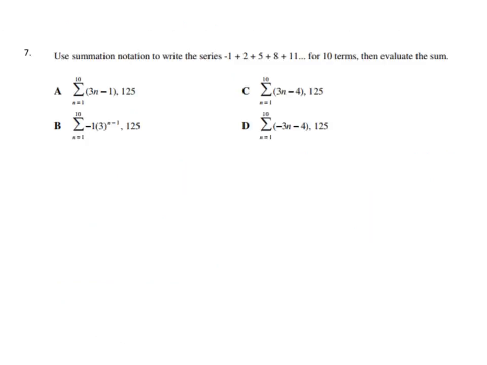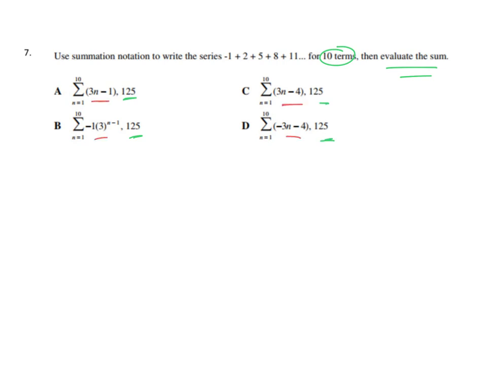The next question says, use summation notation to write the series -1, 2, 5, 8, 11 for 10 terms. Right away, I want to make sure that it's going from 1 to 10. And then it says evaluate the sum. So from 1 to 10, that's every single choice. You can see the bottom of the sigma for every single sigma is 1, and the top for everyone is 10. And obviously the value for the sigma is 125, because every single choice is 125. Really what's different is the inside.